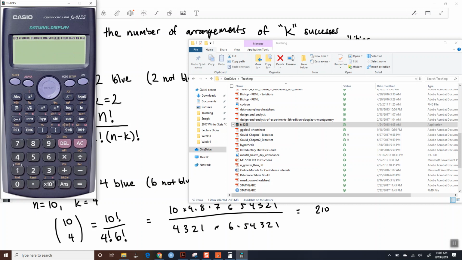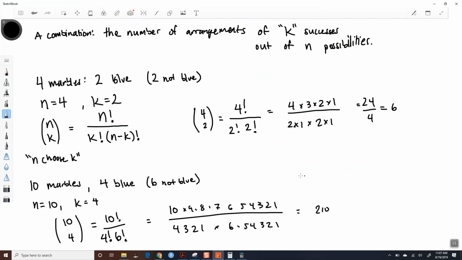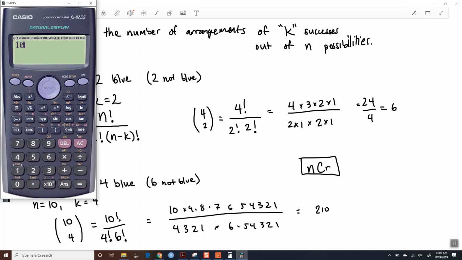Okay, so on my calculator, I can just do 10, and then above the division key, I've got an nCr button. On your calculator, you might look for nCr. If you have a Texas Instruments, I'll give you instructions for that in a moment. So I would hit Shift, Division, nCr, and it puts this little C in there, and I put in 4. 10 choose 4 gives me 210.